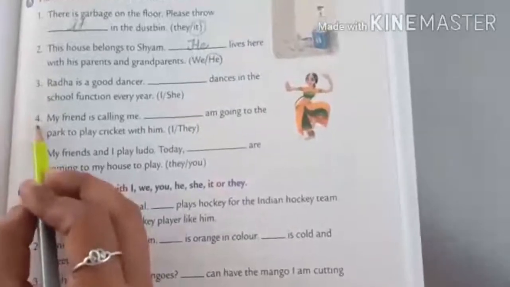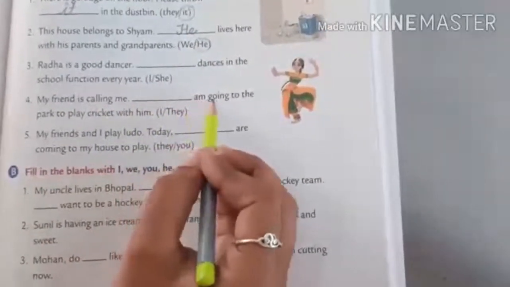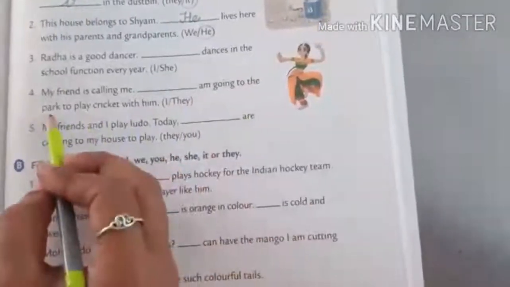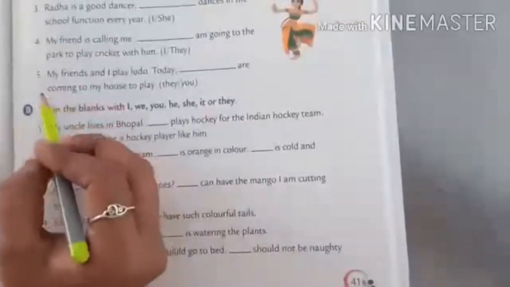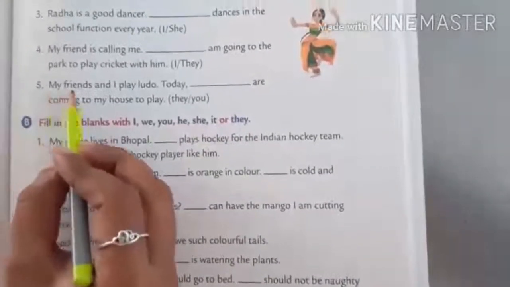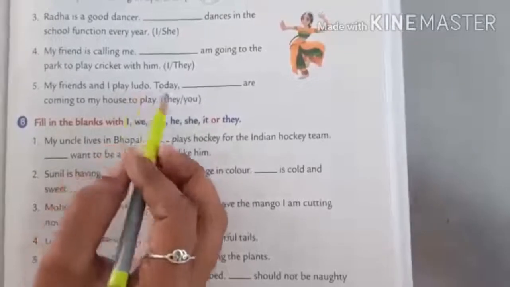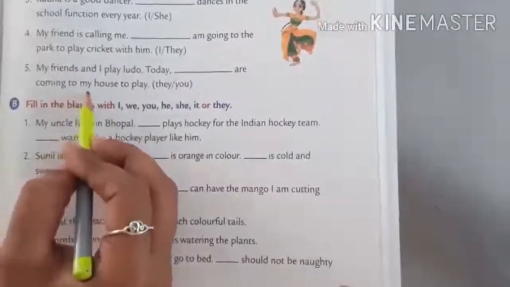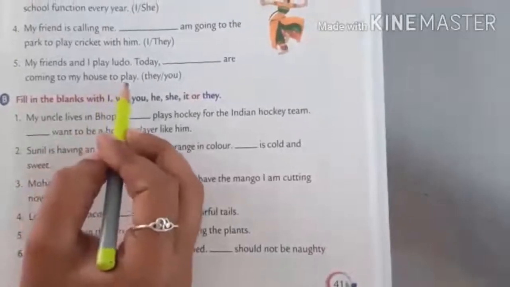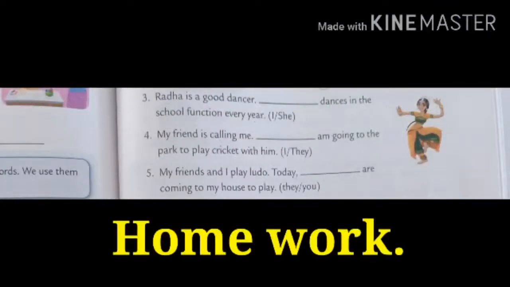The fourth question is, my friend is calling me. Dash, I'm going to the park to play cricket with him. Fifth question is, my friends and I play Ludo. Today, Dash are coming to my house to play. Children, the rest of the three questions are the homework given to you. So do it in your grammar book.